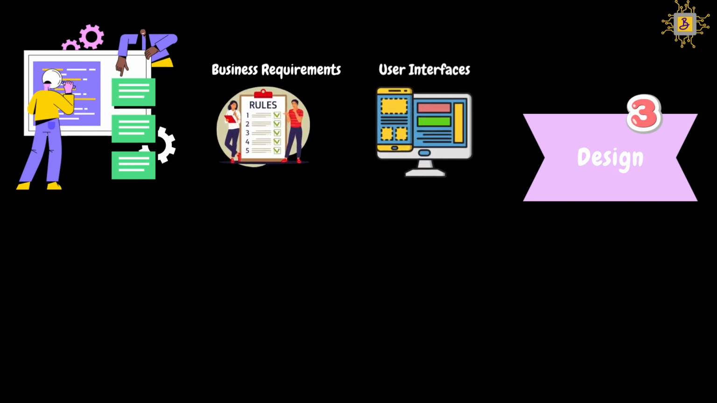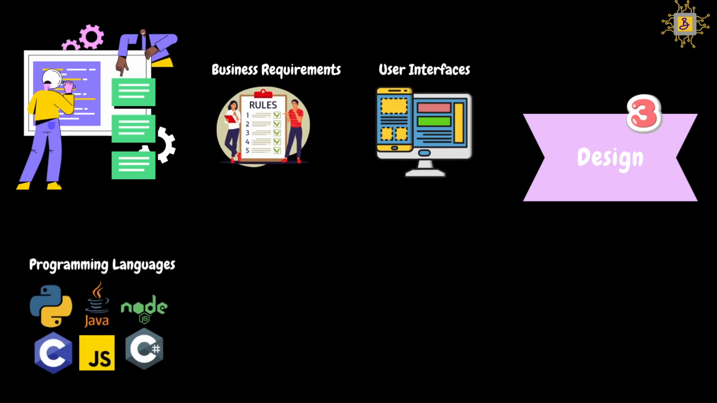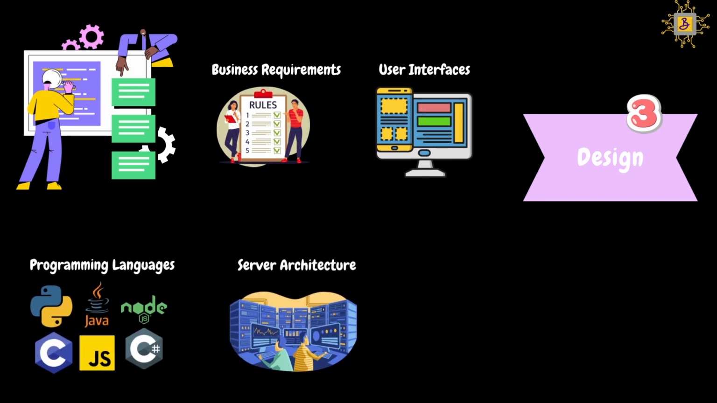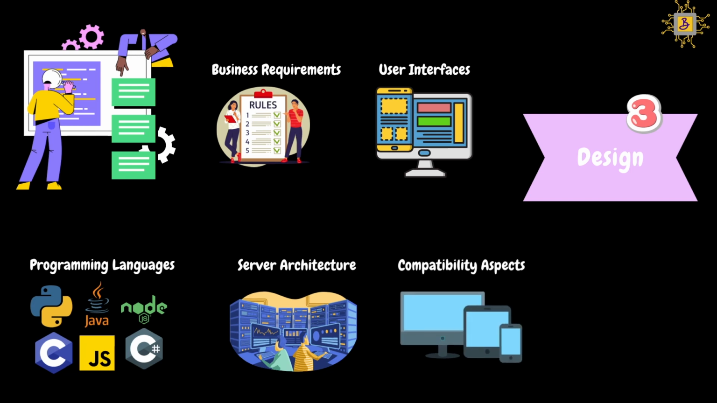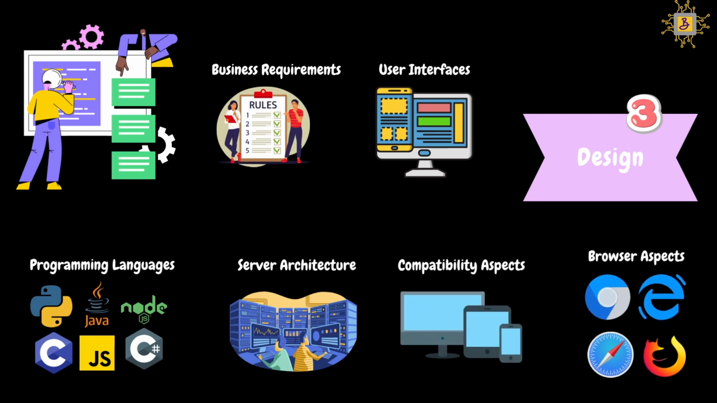The design phase will take all the defined requirements and start the next steps. Here, the teams will create the business requirements and also the user interface layouts, decide the programming languages and frameworks to use, design the server architecture and application architecture, decide the compatibility aspects and also the browser aspects of the application, and much more.